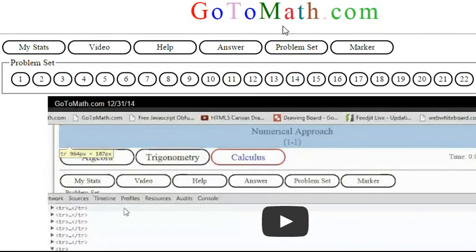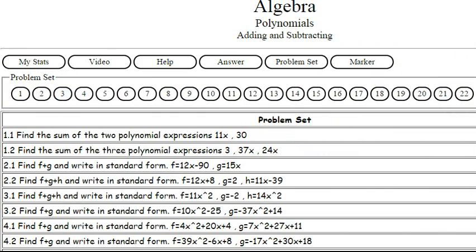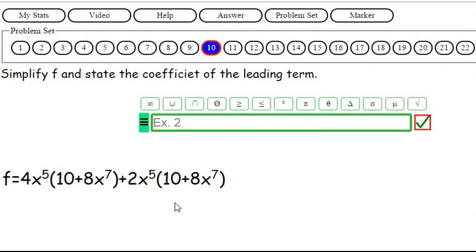Hey, we're over here at GoToMath.com. Click on the Algebra. Let's go down to adding and subtracting. Click on that. Simplify f, state the coefficient of the leading term. So we're going to want to simplify that. And that means that we're going to write it down first.